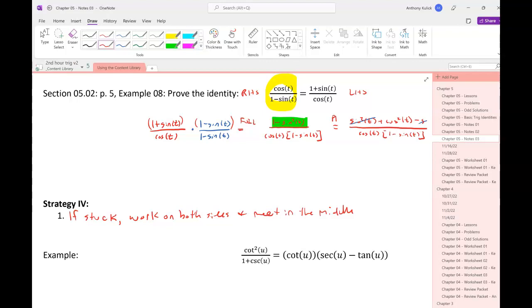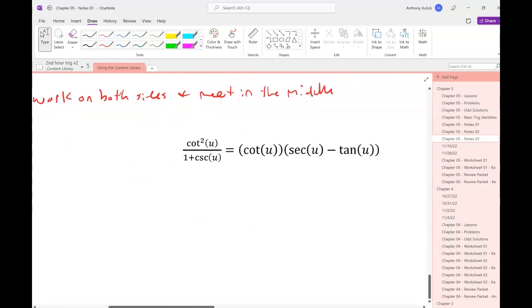So our last strategy can be, if you're stuck, sometimes it's easier to work on both sides of the equation and meet in the middle. Okay? All right. Which side would you want to start with here? Left hand or right hand? I'd say they're really about the same, to be honest with you. Personally, given what's going on here, I think the right-hand side will be a little easier to see our way to a stopping point in the middle. So I'm going to start with that one.